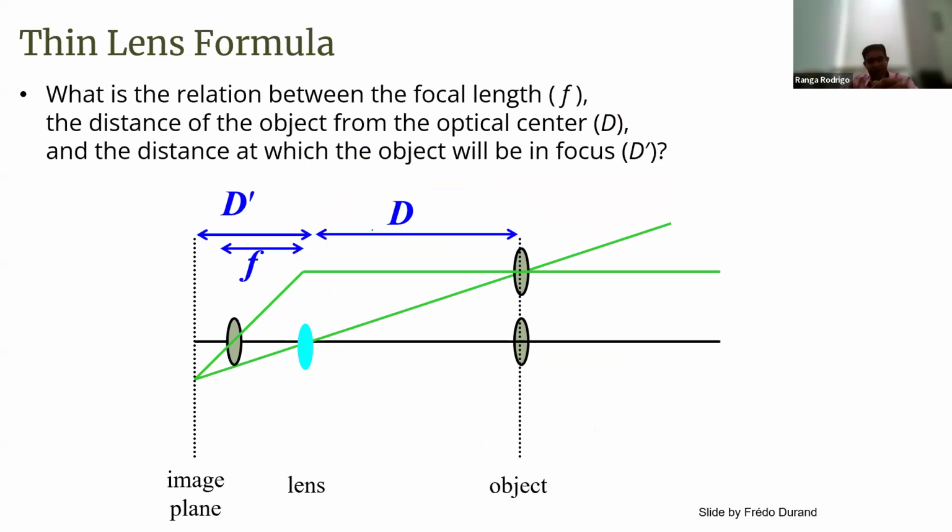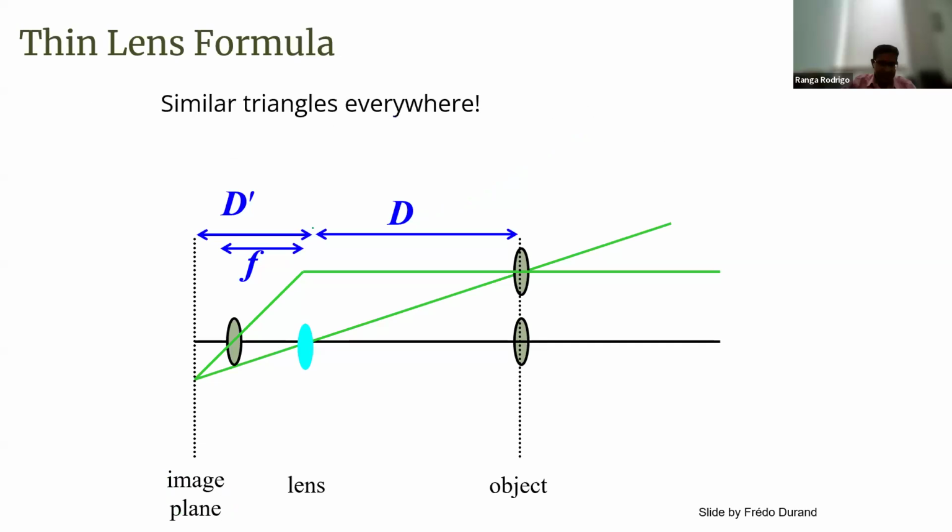Okay, now let's look at the thin lens formula, which we have done in O levels. What is the relation between the focal length, the distance from the object to the optical center? So this is the lens. You can see this is the lens, and this is D, and the distance at which the object will be in focus, that is D prime. So this is the image plane. This is the distance from the lens center to that.